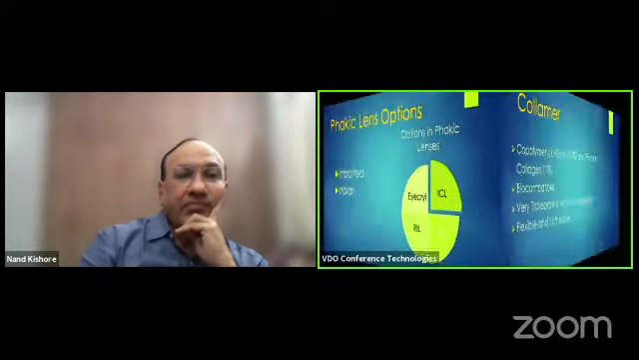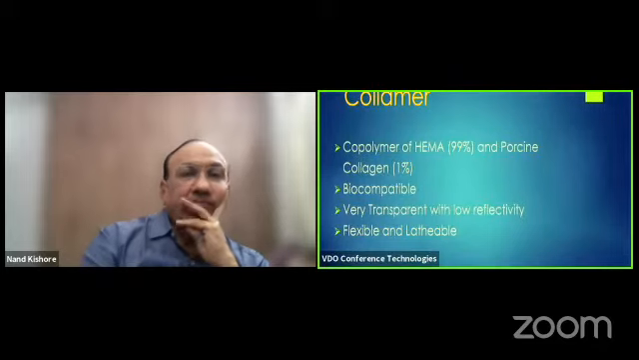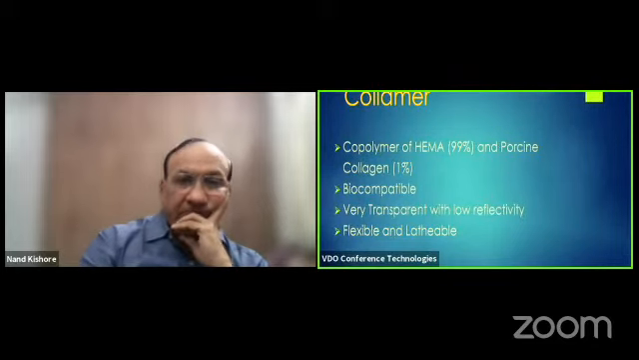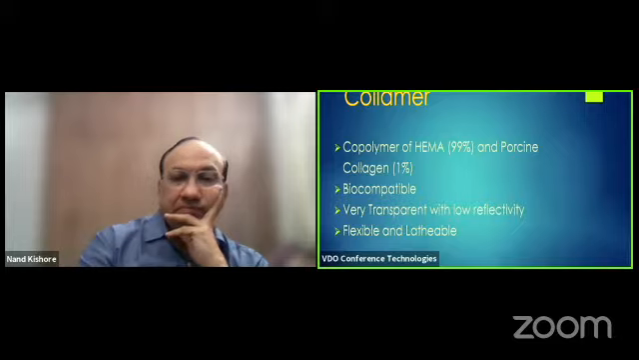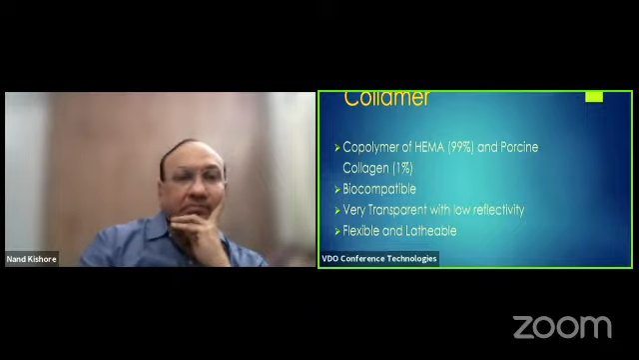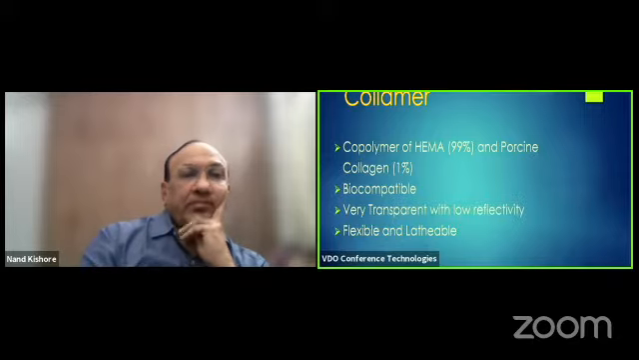The imported ICL is made up of a polymer, which is a copolymer of 99% HEMA and 1% porcine collagen, which is highly biocompatible. This material is very transparent and has low reflectivity. It is very flexible and foldable, so high degrees of correction are possible, and it can be implanted through very small incisions.